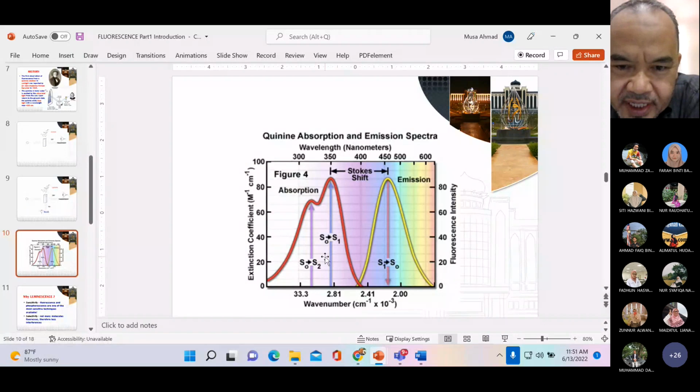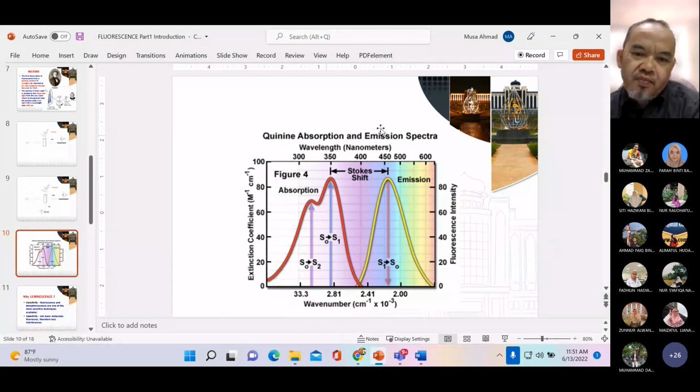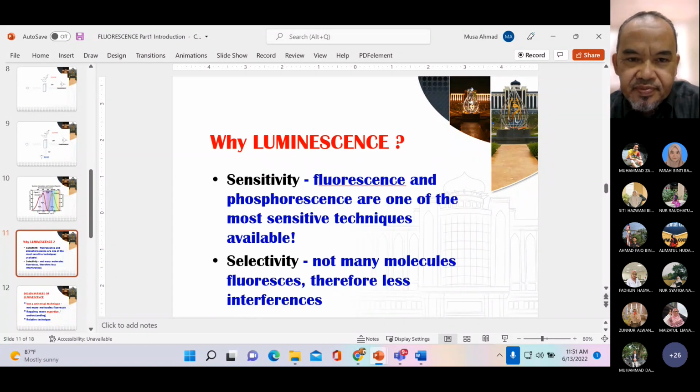You can see from here that the two spectra are like mirror images, aren't they? If you put an axis here, for instance, you will see that these two are more or less mirror images, if you ignore the bump here. The difference between the two peaks is called the Stokes shift. I don't want to go into much detail on the technical part. Later on, you can see it in the video.